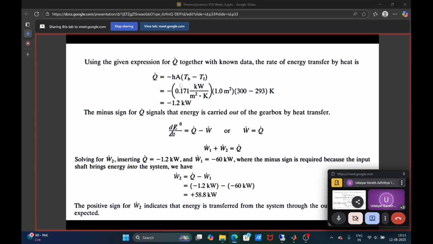So applying first law, assuming that there is no temperature change, so the delta U for the system is 0. So Q minus W is 0. So our net Q is net W. So the work which is coming in plus work which is going out is equal to the heat transfer. So W2 becomes Q minus W1. So minus 1.2 minus of minus 60, which comes out to be 58.8 kilowatt. So that is the work which is delivered. So here it is minus 60 because that is the work which is supplied, and 58.8 is what is delivered. That's why it's positive.